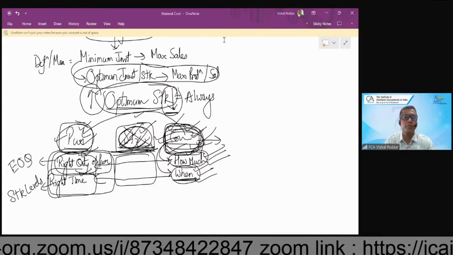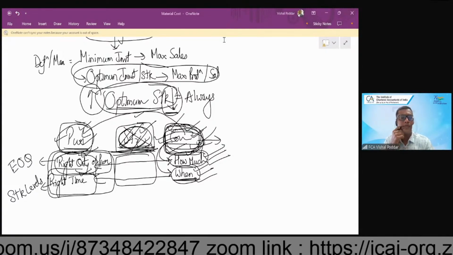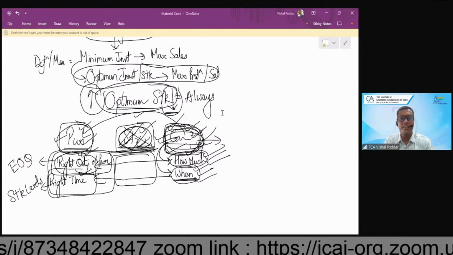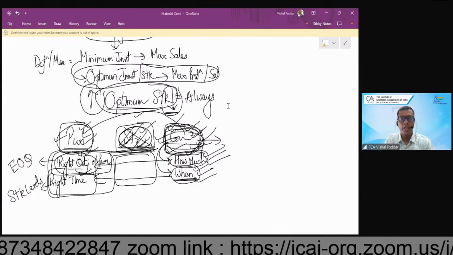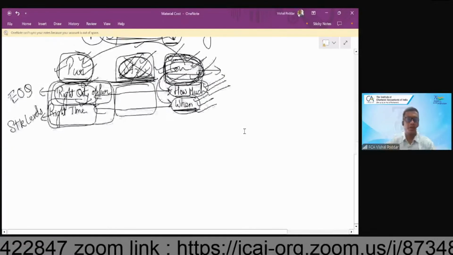Yes, Satish. Sir, how do you know how much you purchase? That is what we are going to find out. Satish, that is a technique. That technique is called EOQ. That is what we are going to find out now, how much to purchase, right?